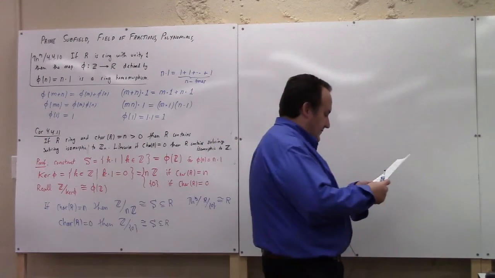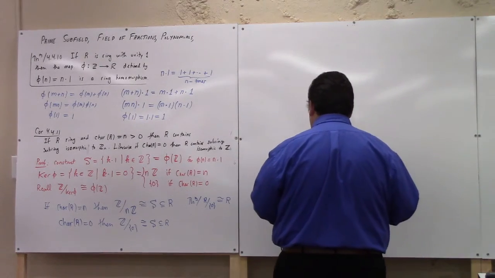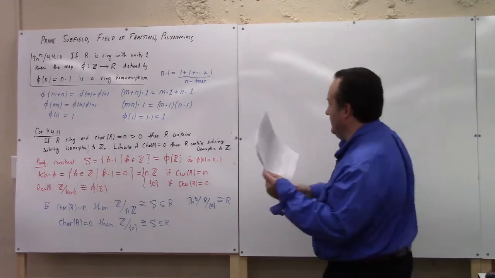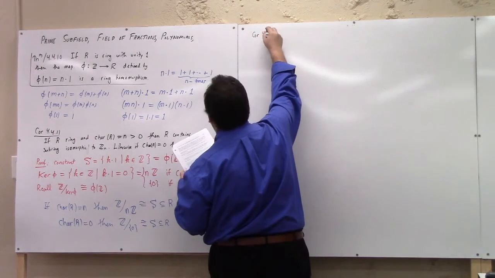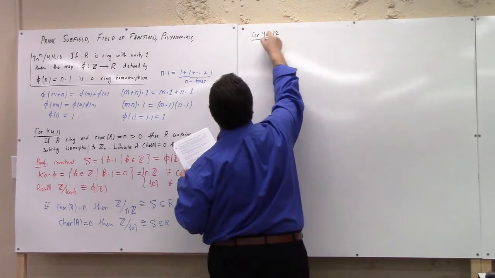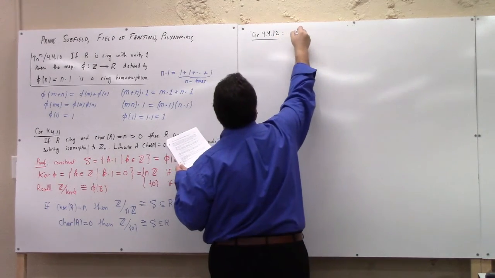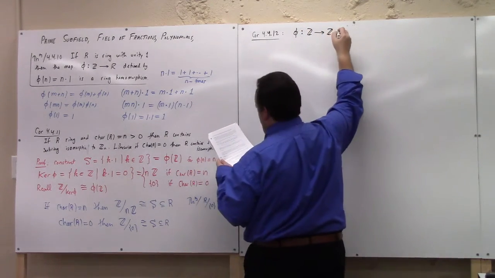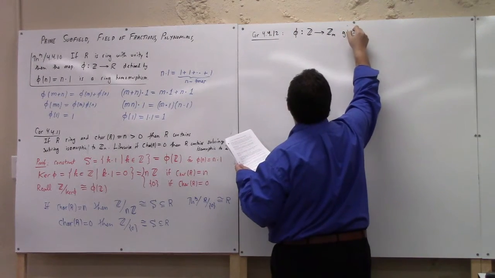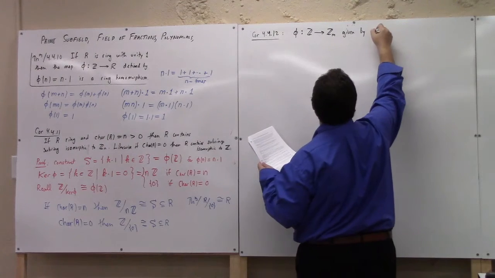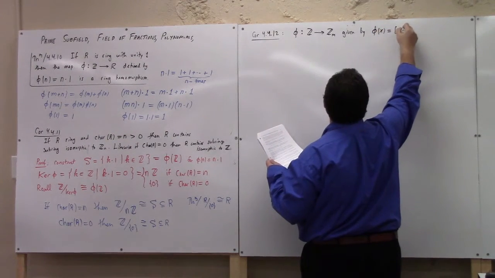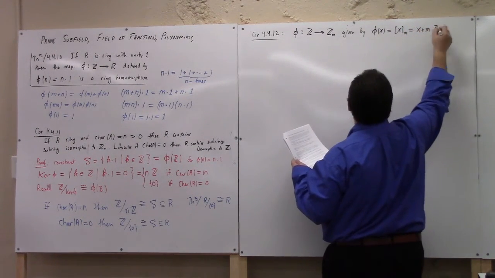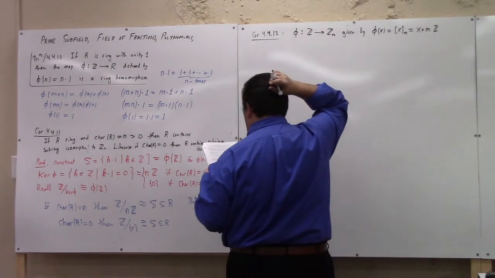So that's corollary 4.11 rather. Corollary 4.12 says that if you look at the mapping phi from Z to Zm given by phi of x equal to x sub m, which of course you could also write as x plus mZ, is a ring homomorphism.